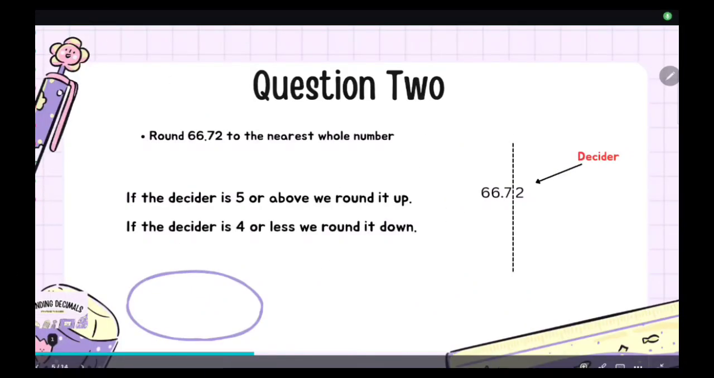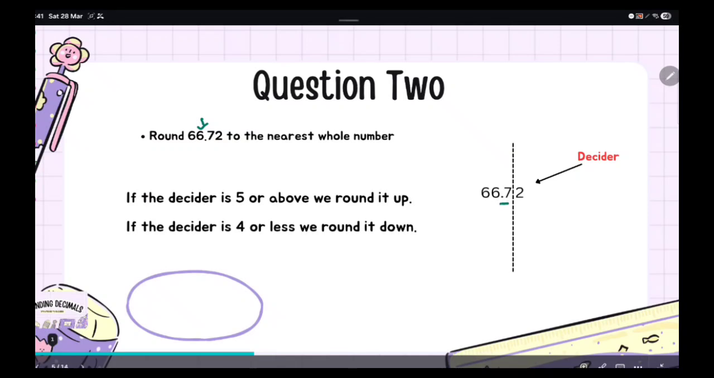Question 2 is round 66.72 to the nearest whole number. And once again, we are going to be leaving our tens alone and looking at our ones. Now, after we found what we are rounding, we need to look for our decider, which is going to be next to what we are rounding, which is 7.